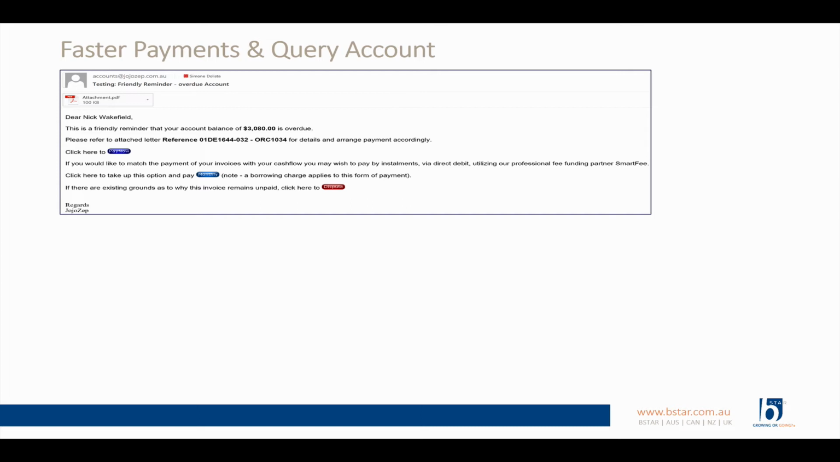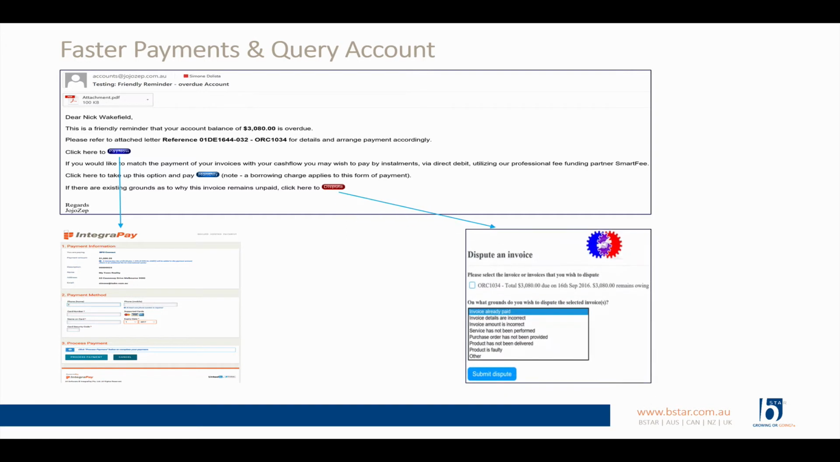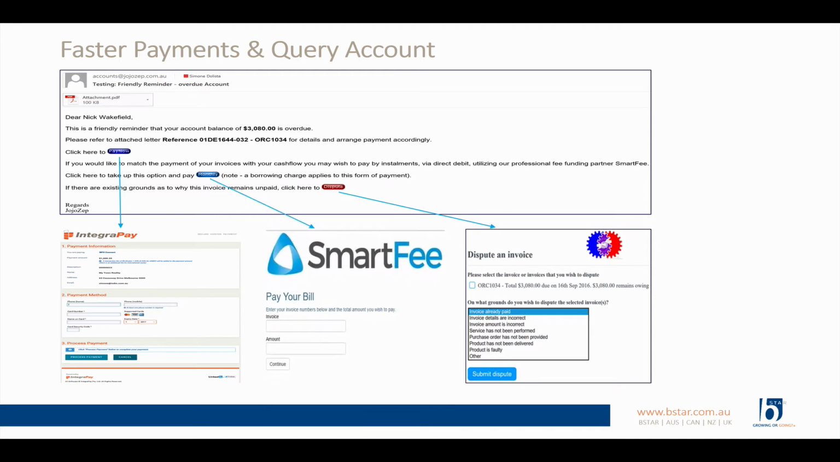So the first one is that they could choose to pay that now, and they can do that via credit card through the IntegraPay system. The second one is that they may have some issue with the outstanding invoice, so they can lodge a dispute in a formal sense. And the third one is that they might have some cash flow issues themselves, so they can choose to debtor fund it through Smart Fee.